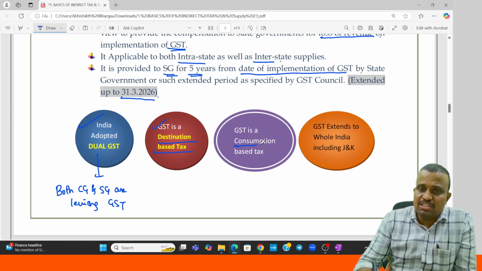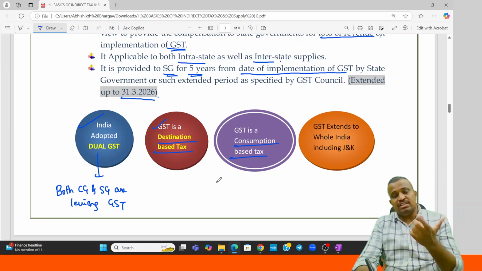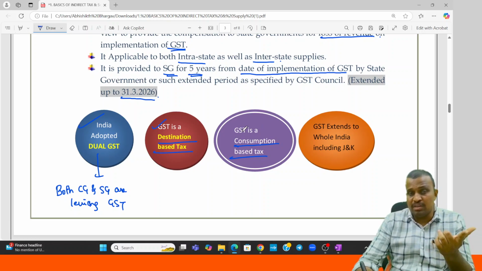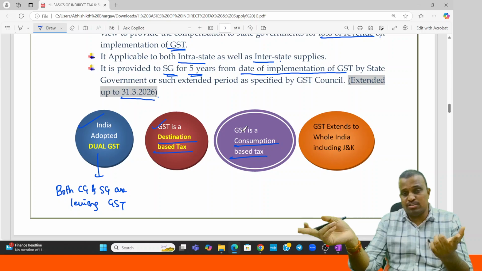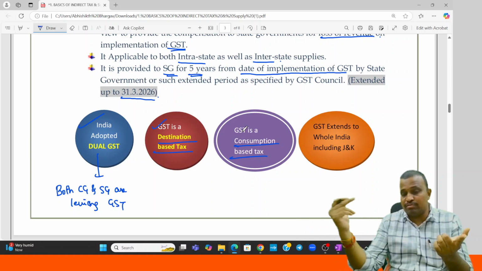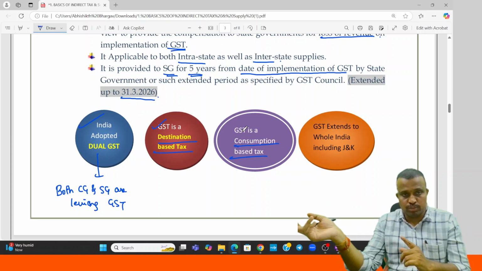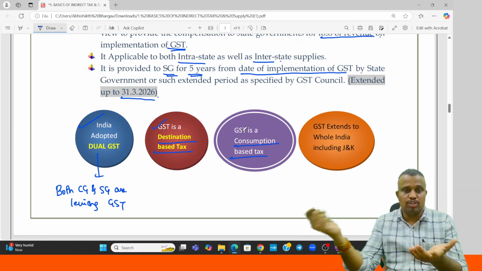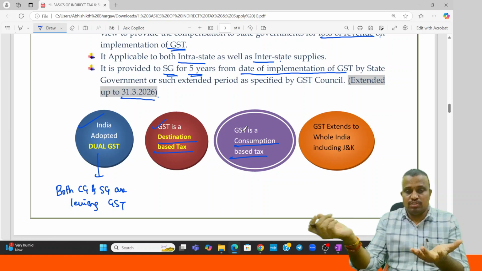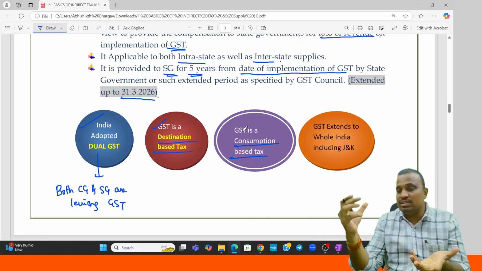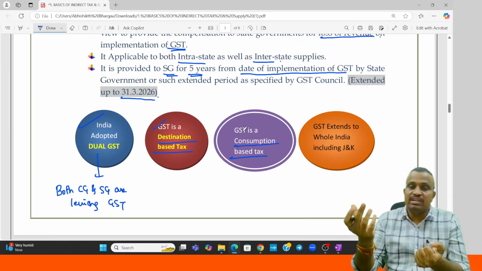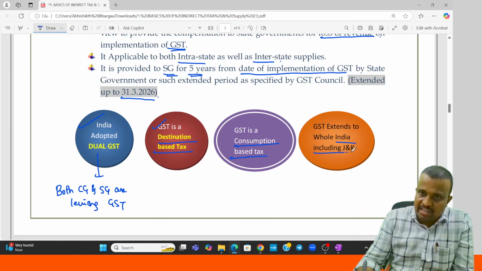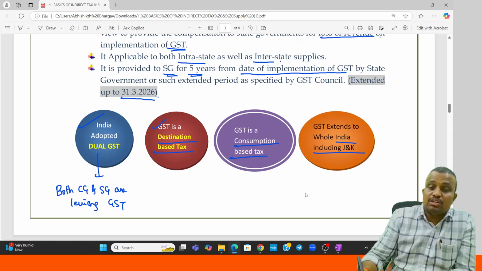And GST is a consumption based taxation. As we discussed previously, in the case of GST, first it is levied on the manufacturer, later that amount is collected from the distributor, then from the wholesaler and the retailer, and then the ultimate consumer. As the product shifts from one person to another until it reaches the ultimate consumer, the tax burden is also shifted. And who is paying the tax ultimately? The person consuming the product. That's why it is called consumption based taxation, and it extends to the whole of India, including Jammu and Kashmir.